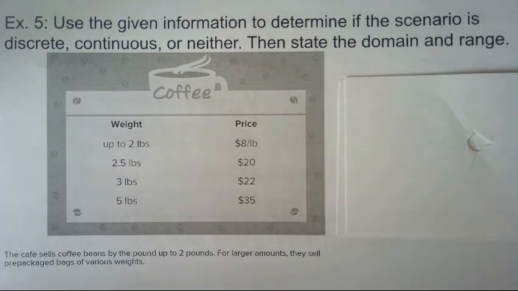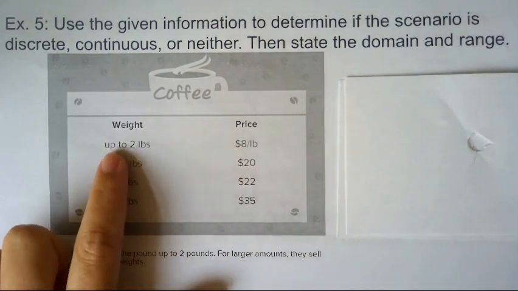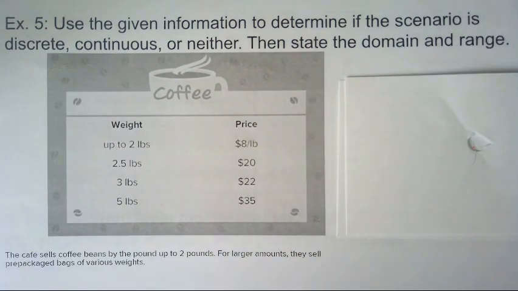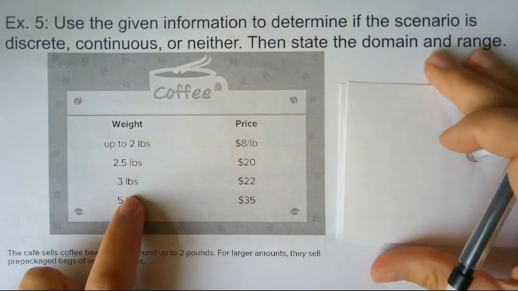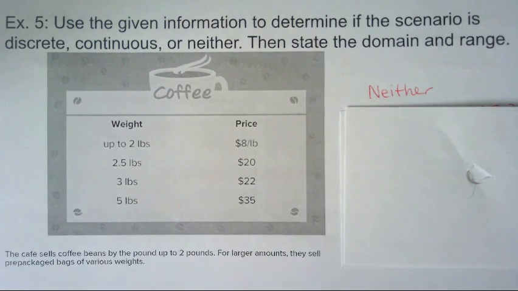So the important part is trying to decide is it discrete, continuous, or neither. This is an important part. If it's saying that they will get you up to 2 pounds, I could buy 1.1, 1.3, 1.5, and I can go all the way up through 2. So that's going to be a continuous curve. But then once I jump out of 2, then it's just going to be these points. So this is going to be a combination of both, which is why it would be neither situation.